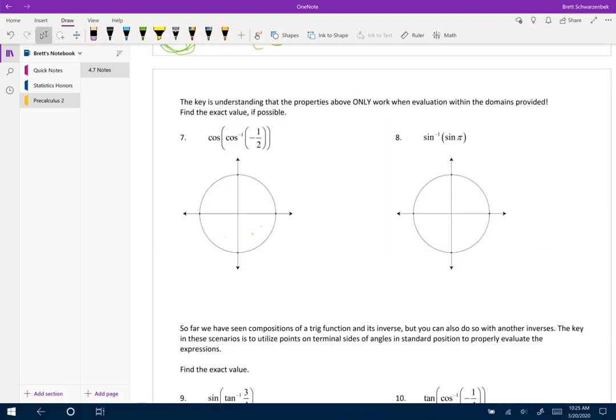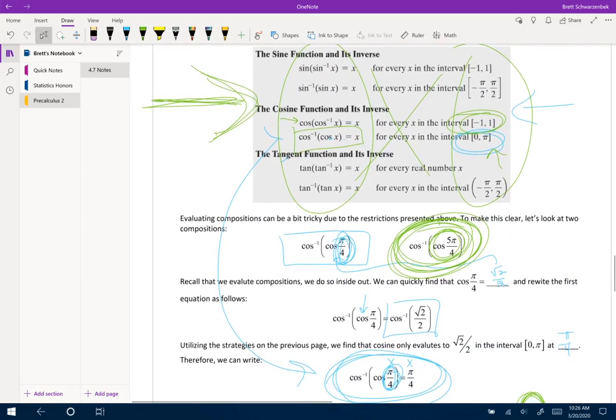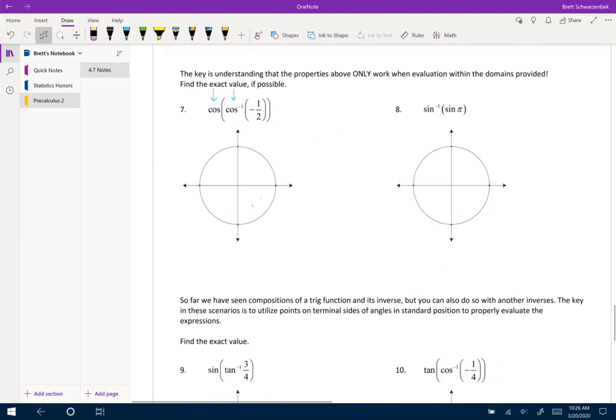Okay, so let's do examples of composition. So again, what are we doing? We're composing a function with its inverse. Okay, so what was my suggestion? My suggestion was, if you don't want to deal with all of these properties up here, I know it's a little messy now, but if you don't want to deal with all these properties and remembering the ranges, you can simply just evaluate this inside out.